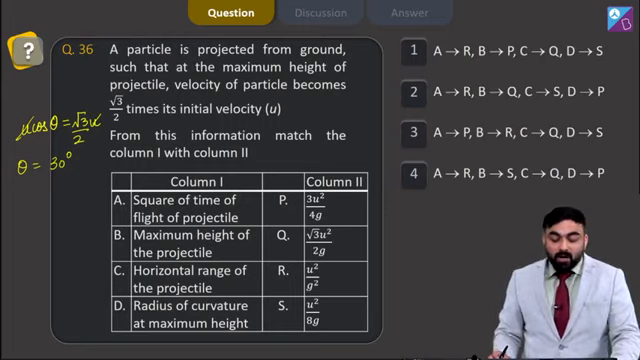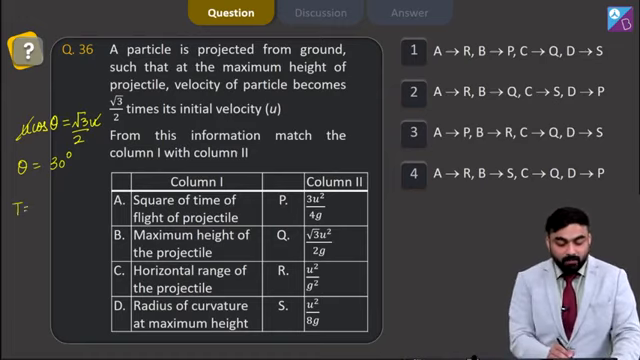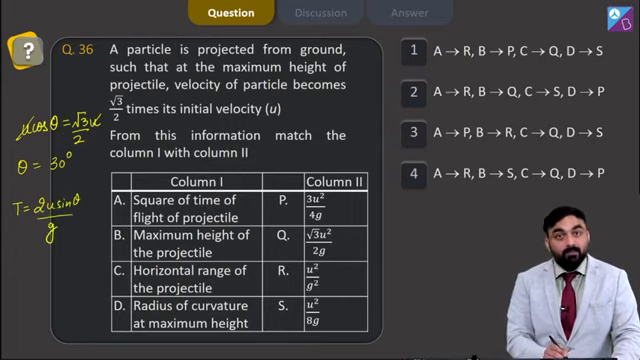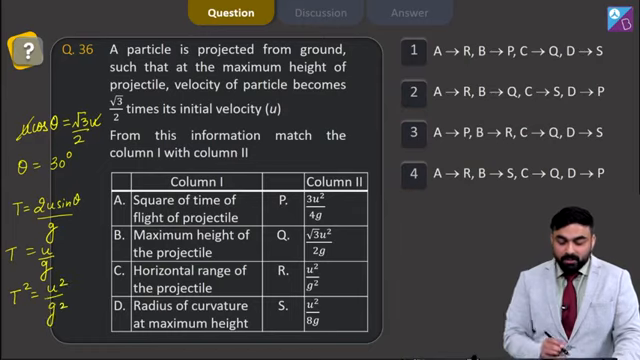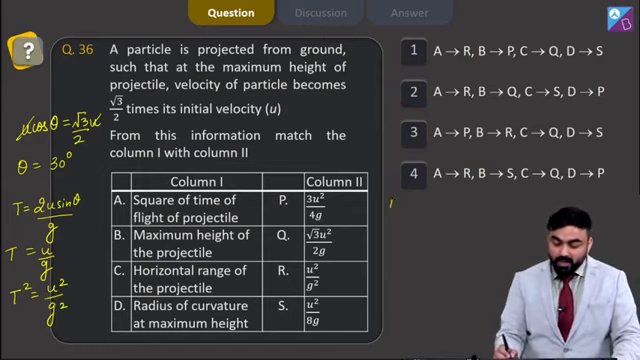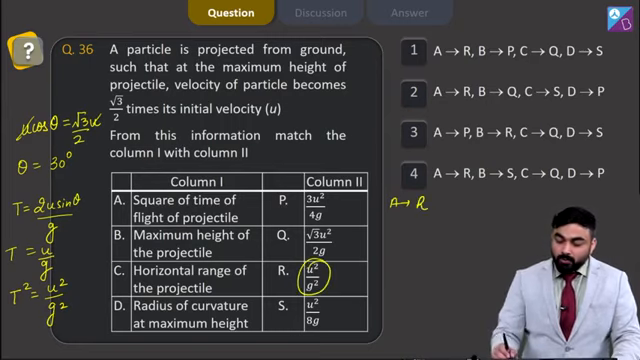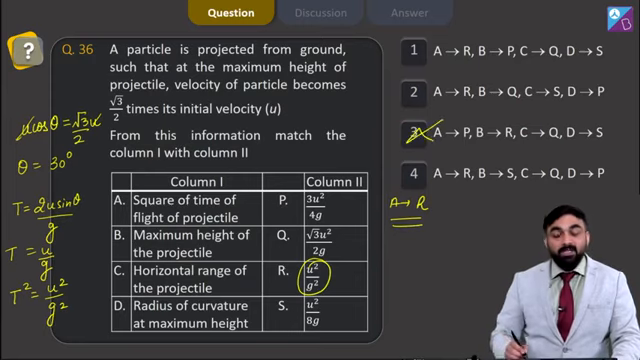Column 1 says square of time of flight of projectile. So time of flight is given by 2u sin theta over g, correct, and theta is equal to 30 degree, sin 30 degree is 1 by 2, so T is equal to u by g. So T square here will be equal to u square by g square. Therefore A should be matched with R. So based on this calculation, option number 3 is eliminated.